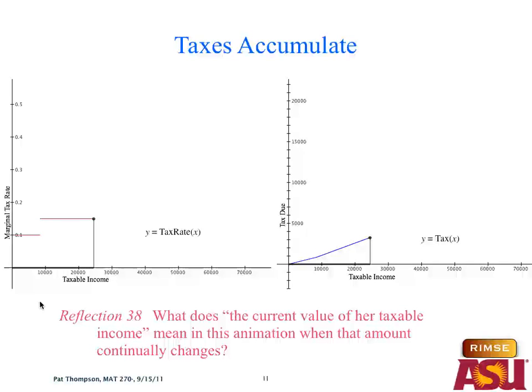So basically, we can just come along here and we can just pause life. We just pause life, right? And we say, if we pause life, then there's this certain amount of taxable income that she's gotten up to. Okay?